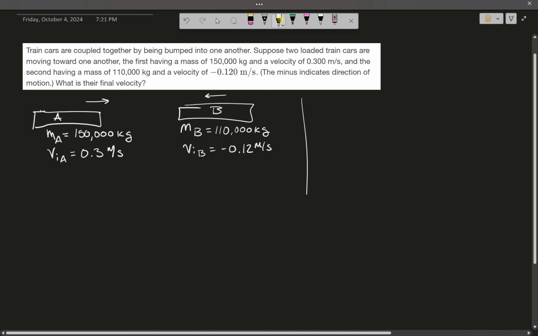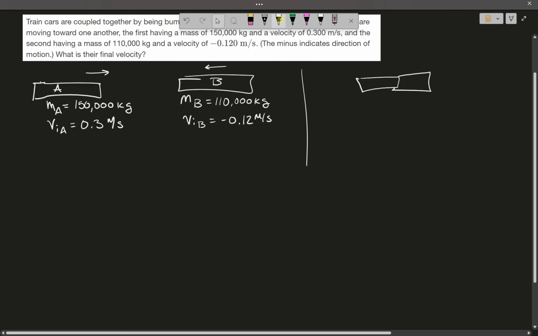In the final condition, they are going to bump together and they'll lock together, so they're either going to move together in the forward direction or they could move together in the backwards direction, but we're going to have to solve this problem to figure it out. So this is going to be a collision problem, which means we're going to use the conservation of momentum.